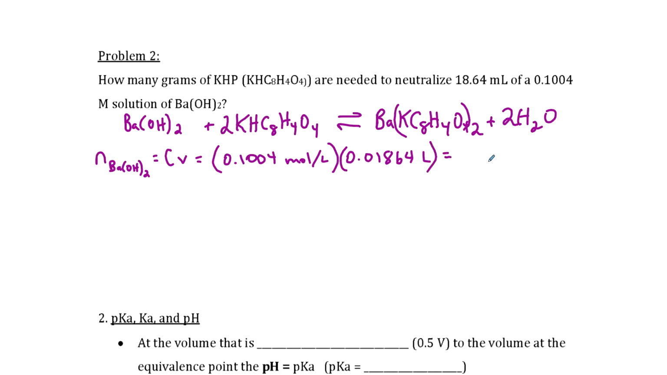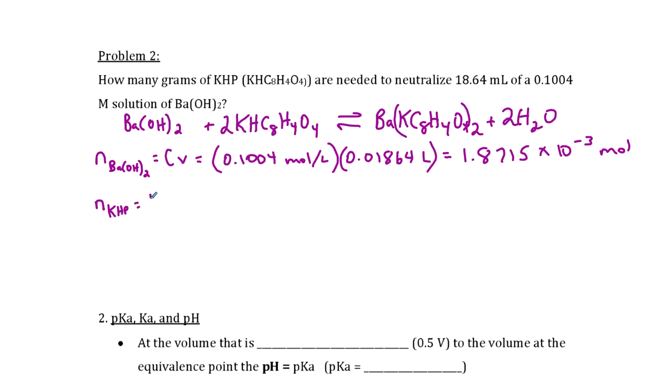And when I multiply those, I get 1.8715 times 10 to the -3 moles. Now I go from moles of the known to moles of the unknown. So the unknown is the KHP. It's always going to be the one you're being asked to solve for. How many grams of KHP? So that's your unknown. This is your known.